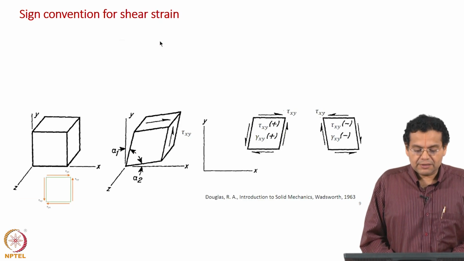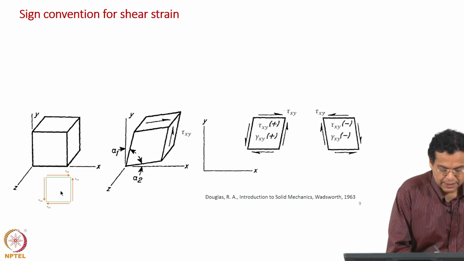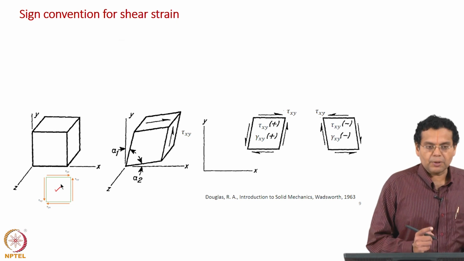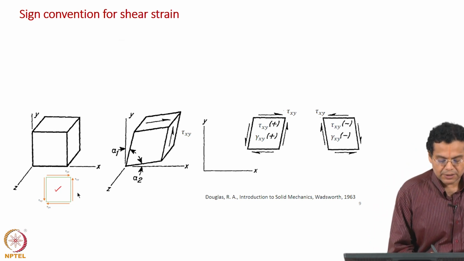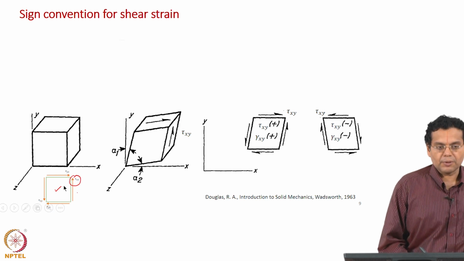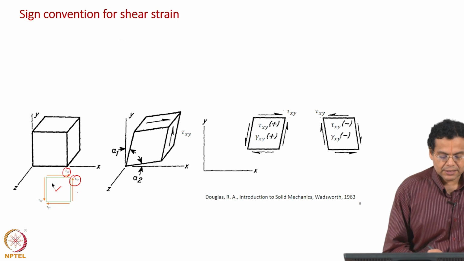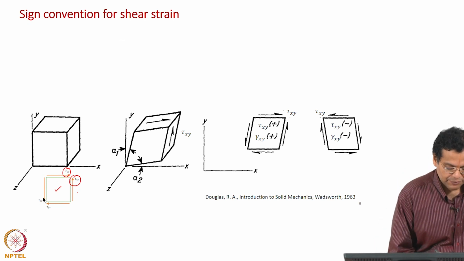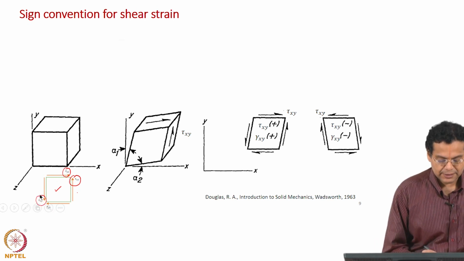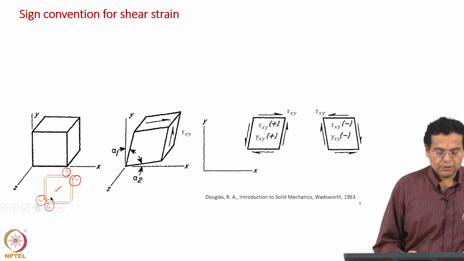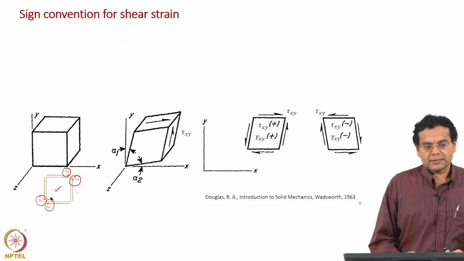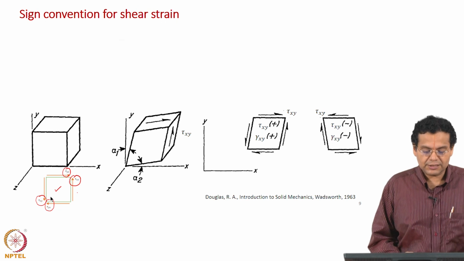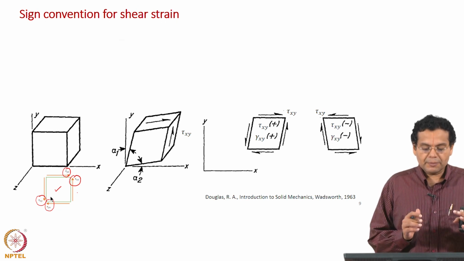Now, let us see the sign convention for shear strain. What is shown here is a stress element with only shear stresses, all of them in the positive sense. What does it mean? On a positive x face, force along the positive y direction; on a positive y face, force along the positive x axis. On a negative x face, the force is along the negative y axis, and on a negative y face, force along the negative x axis. This combination of directions of forces represents all of them being positive shear stress.